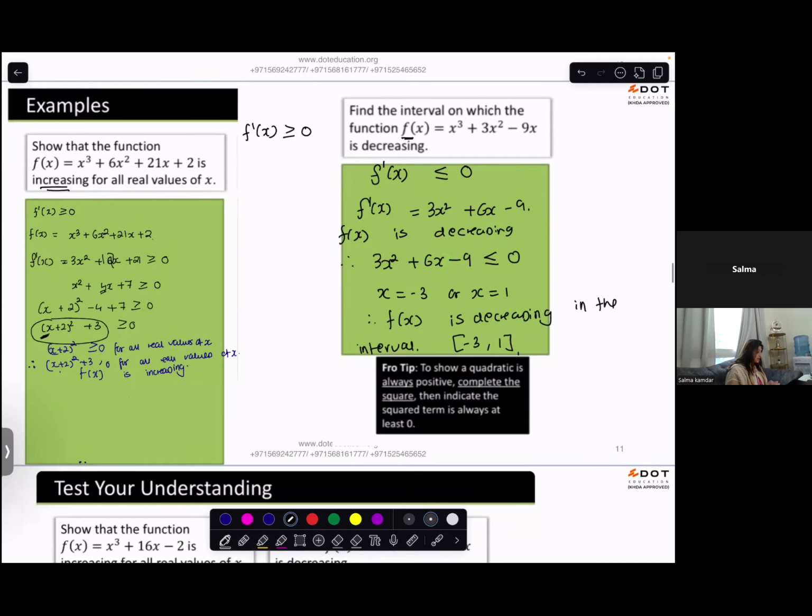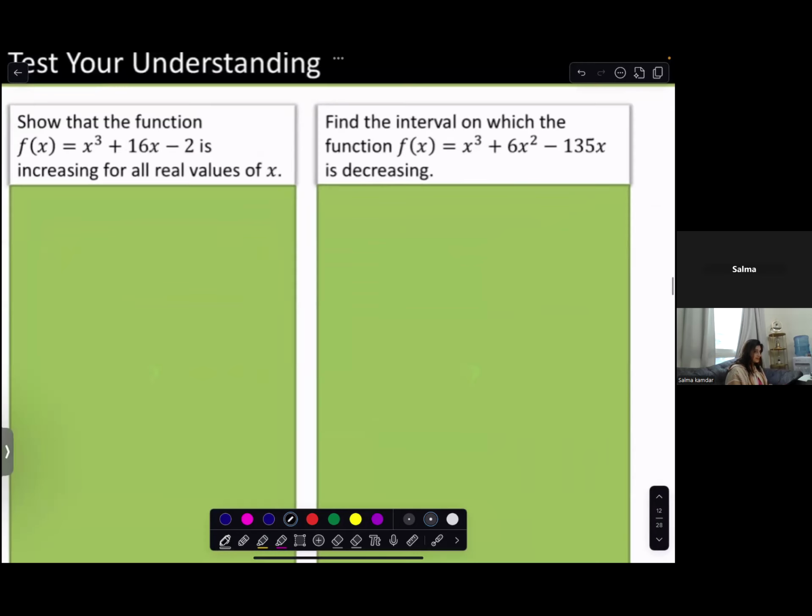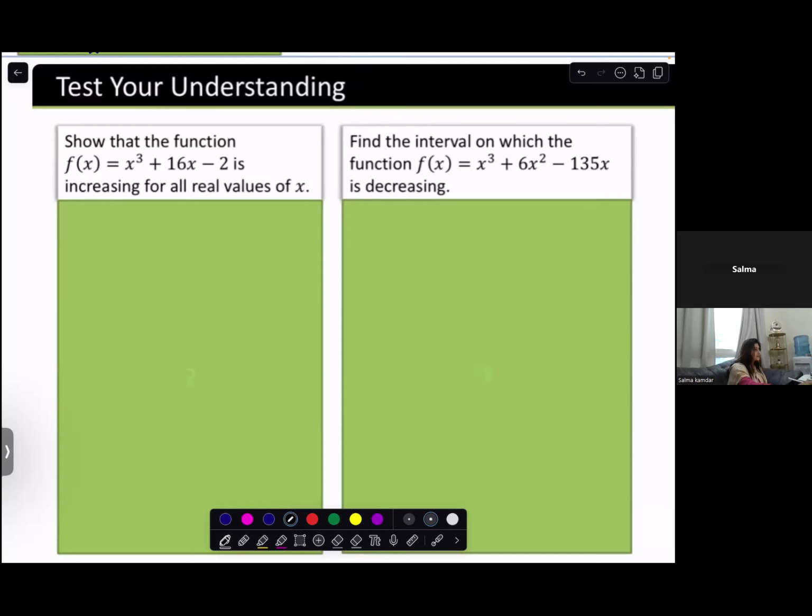Okay. Now two sums for you to solve. Can you just tell me orally how would you do this? In the first one, what will you do first? First, I will mention the f of x. Then I will differentiate the equation. You find f dash x. What is your f dash x? Do it.